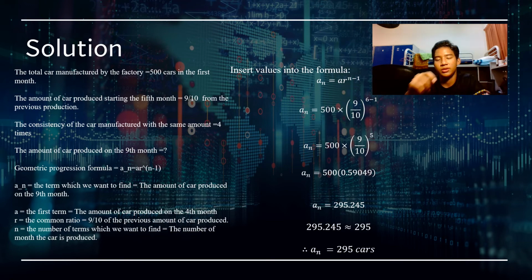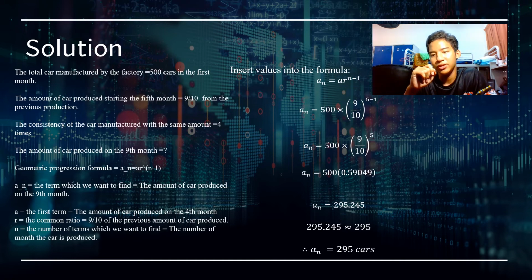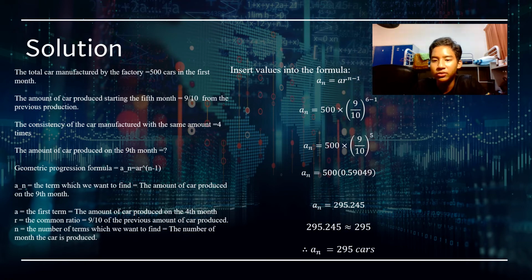So we insert all the values into the formula, a_n equals a r to the power of n minus 1. We put a as 500 times 9 over 10 to the power of 6 minus 1. So the value changes to 500 times 9 over 10 to the power of 5. After we calculate, we get 500 times 0.59049. As such, we get a_n equals 295.245.